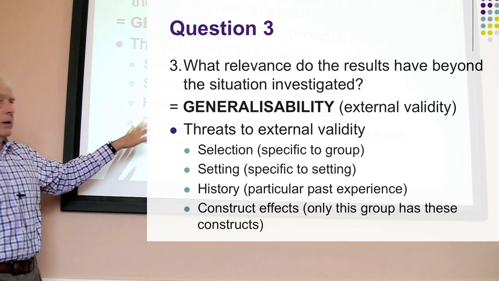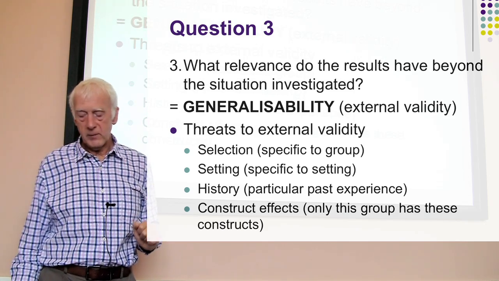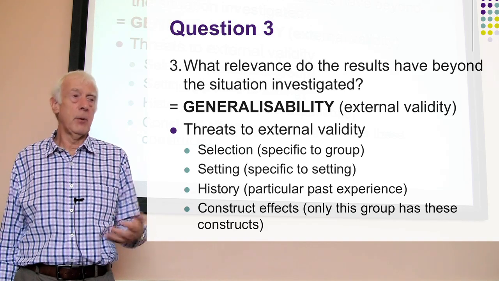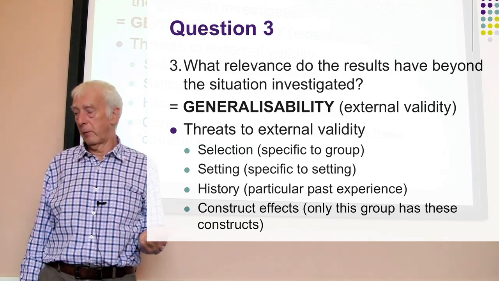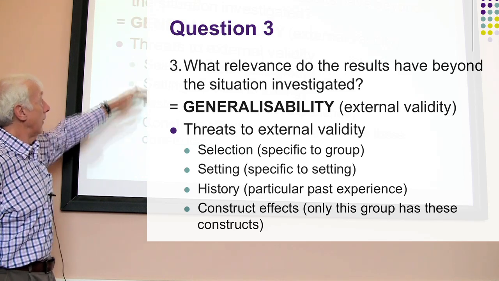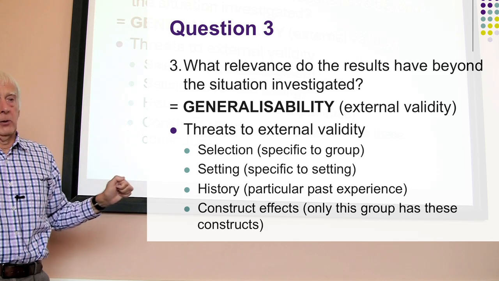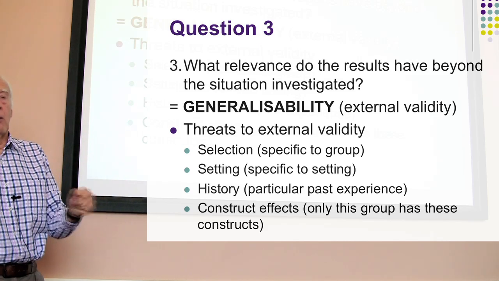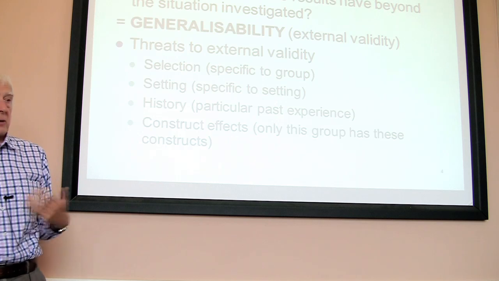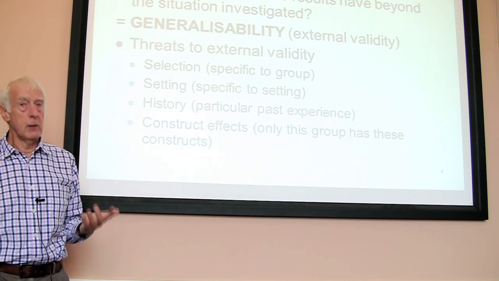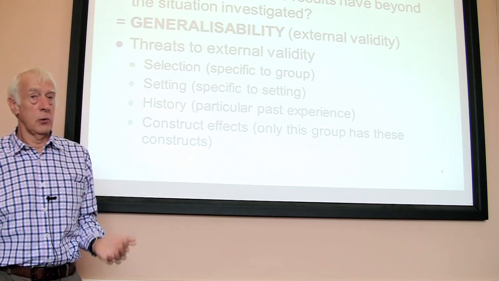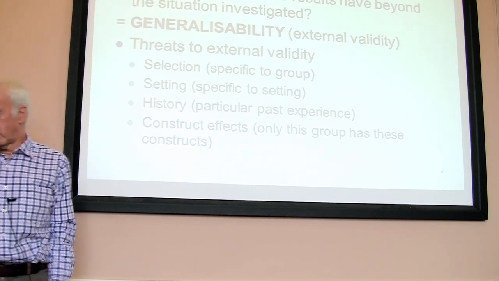But constructs can be quite hard to know about before you've done the research. You're not quite sure why that group thinks differently, but they are, for some reason, thinking differently from the others, and they're not typical. So all of these threats amount to the fact that the group you're looking at is not typical in some important way of the general population, and therefore you're getting a bias in your results. So generalizability is a sign of good quality work: good quality research is generalizable, and poor work is not generalizable. There's some threat to it.